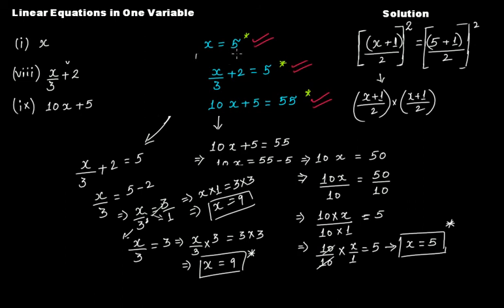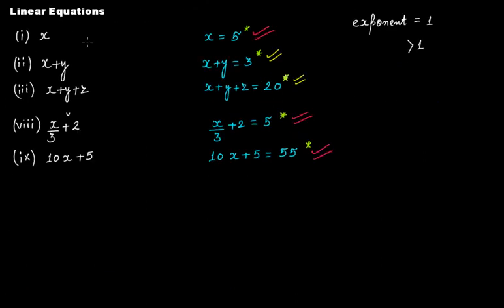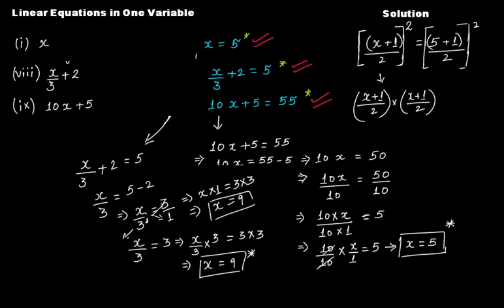So we have learned what? We have learned left hand side or right hand side, difference between expression and equation. Then we learned about what we mean by linear equations. Then we learned about what we mean by linear equations in one variable, and their solutions.